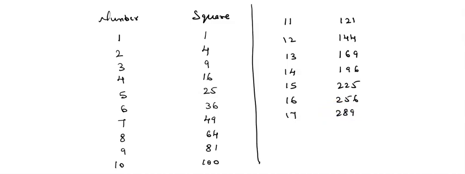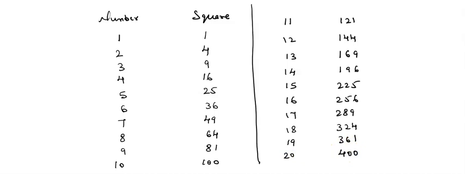Then 18. 18 18s are 324. 19. 19 19s are 361. 20 20s are 400.